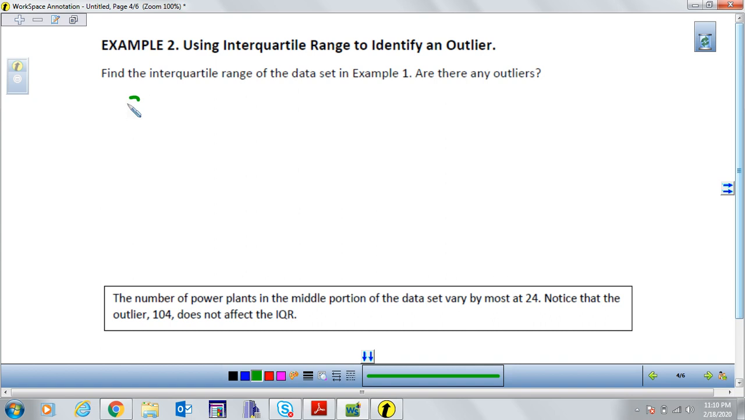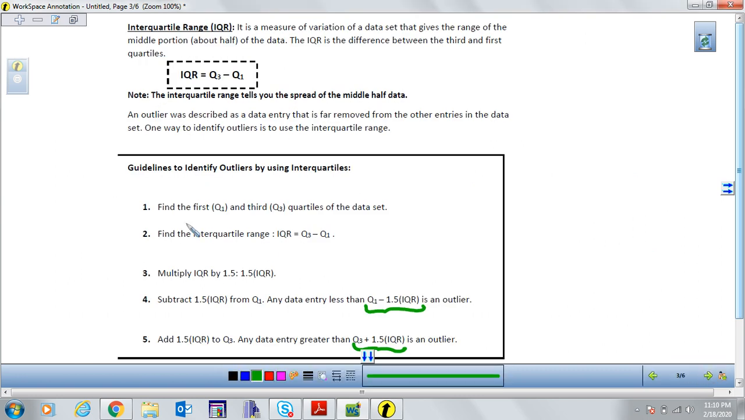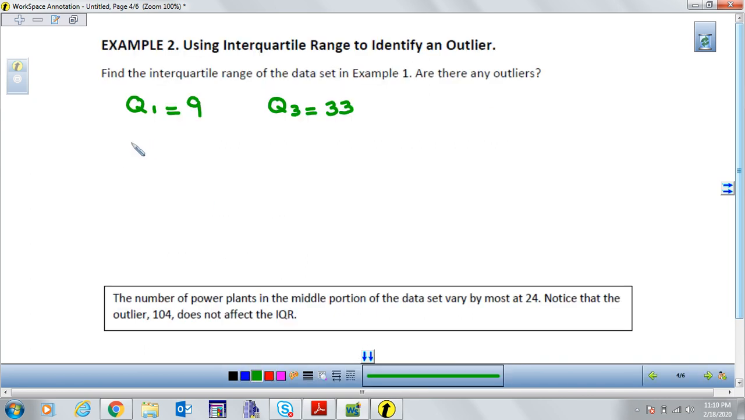So I needed to know first what was Q1 and what was Q3. So Q1 was 9 and Q3 was 33. Where am I getting these numbers? I'm just going back to the first example. Q1 is 9, Q3 is 33. So I had already done the first step. Second step, find the interquartile range. So now I'm going to use the formula. IQR is equal to the subtraction of Q3 minus Q1.